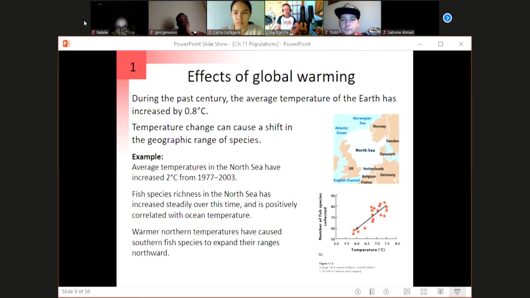So warmer northern temperatures have these southern fish expanding their range northward, and that's going to bring out some competition between these fish species. There will be organisms from the south that have the same general role as a mesopredator in their environment. When they move to the North Sea, they're still going to do that. So which mesopredator wins? Well, we'll find out.